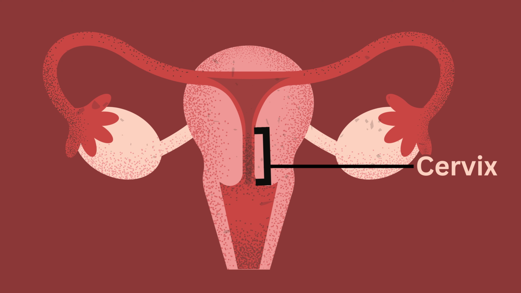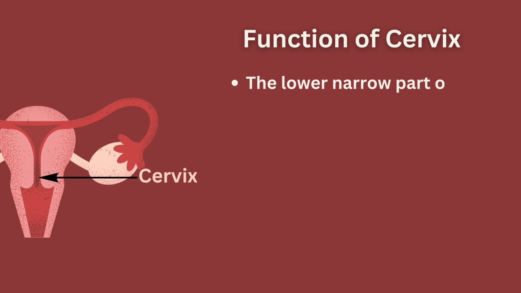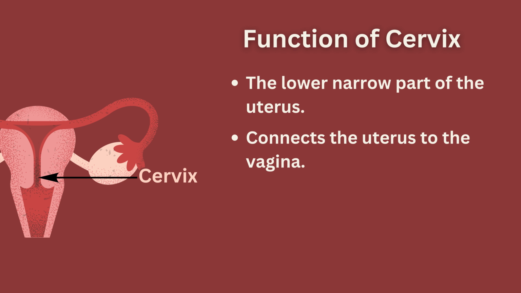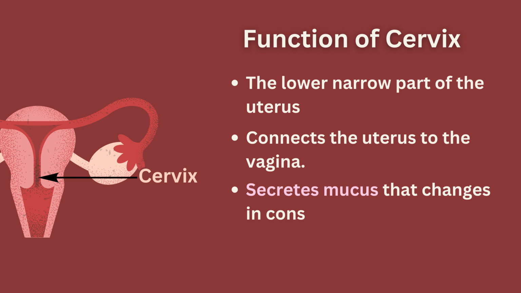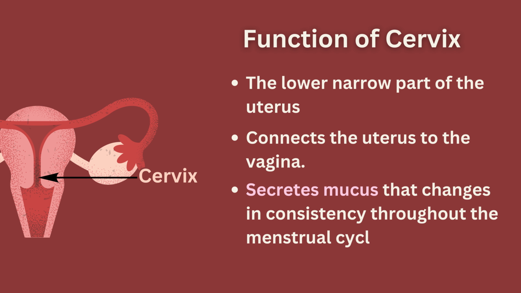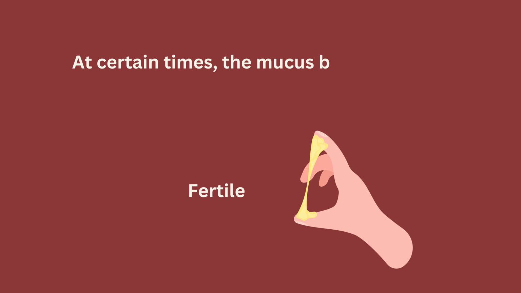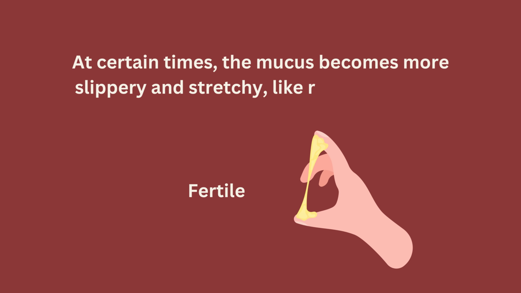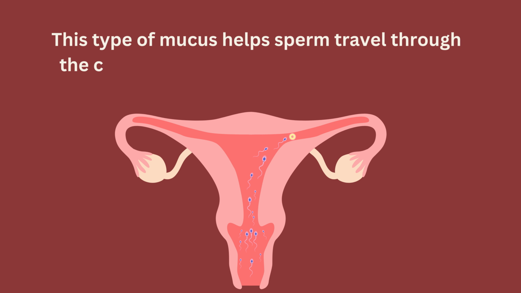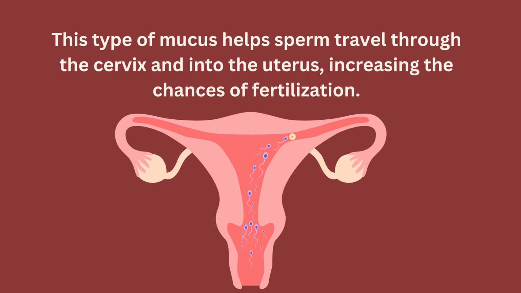The cervix. Imagine a little door between the uterus and the vagina. That's the cervix. It is the lower narrow part of the uterus that connects the uterus to the vagina. It secretes mucus that changes in consistency throughout the menstrual cycle. At certain times, the mucus becomes more slippery and stretchy, like raw egg whites. This type of mucus helps sperm travel through the cervix and into the uterus, increasing the chances of fertilization.